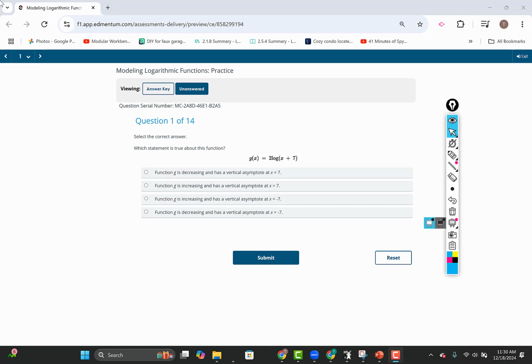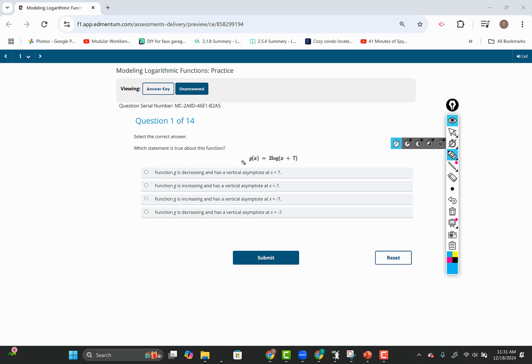Question 1. Which statement is true about the following function? G of x equals 2 times log base 10 of x plus 7. So that's important to recognize. Since the base isn't written, the base is 10 for this problem.